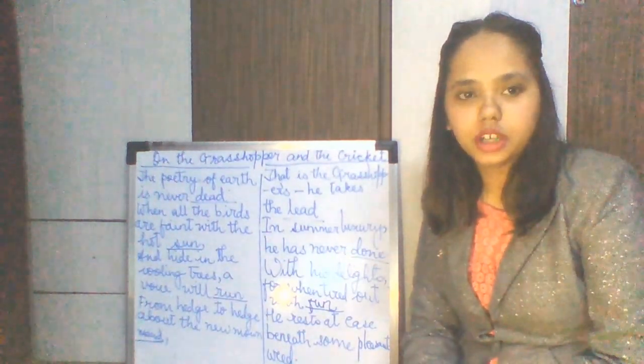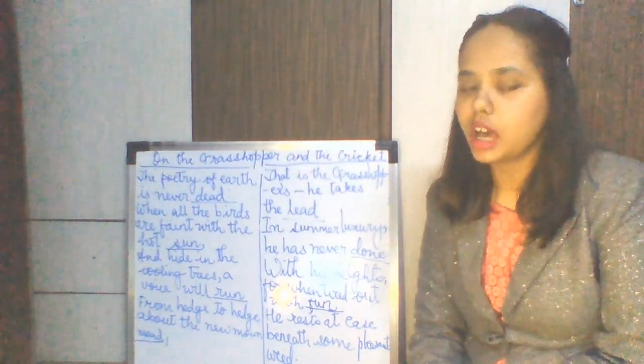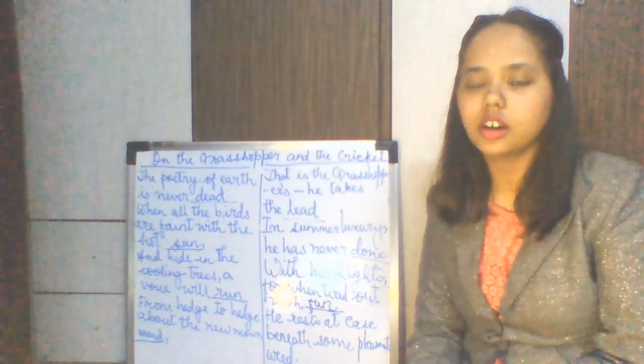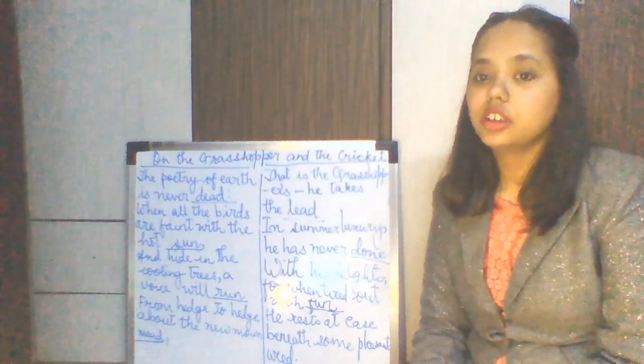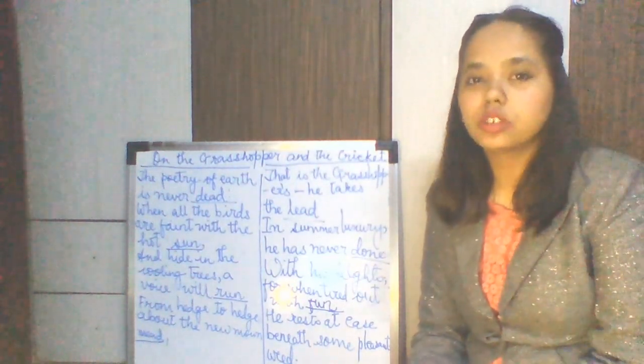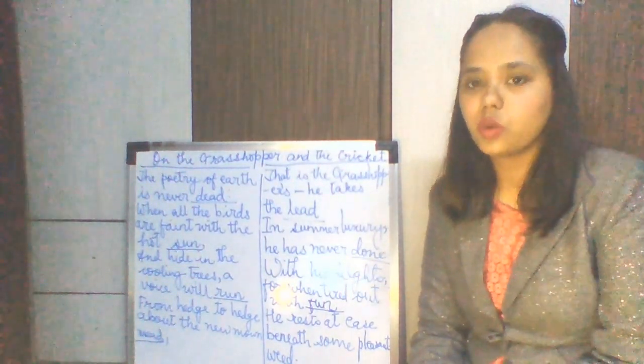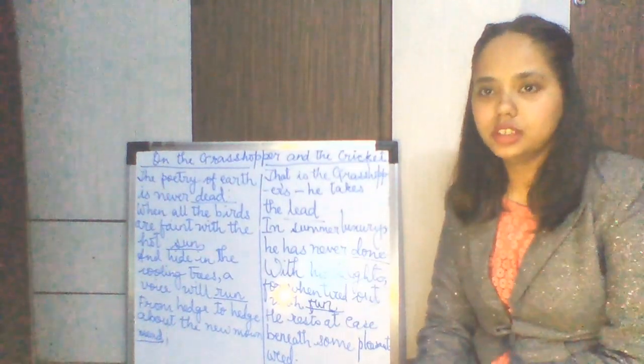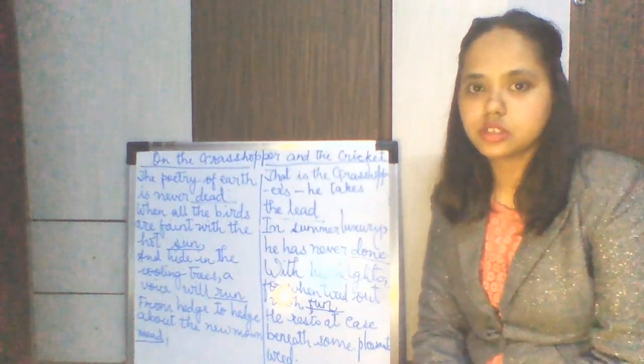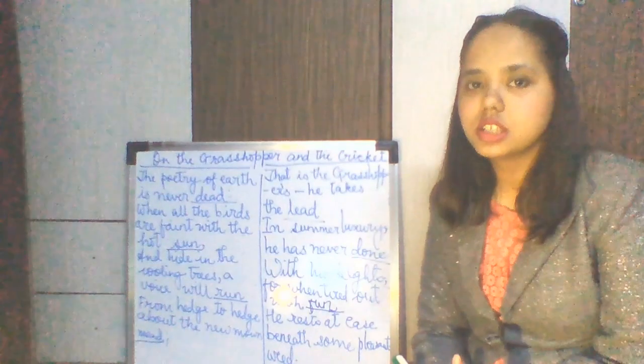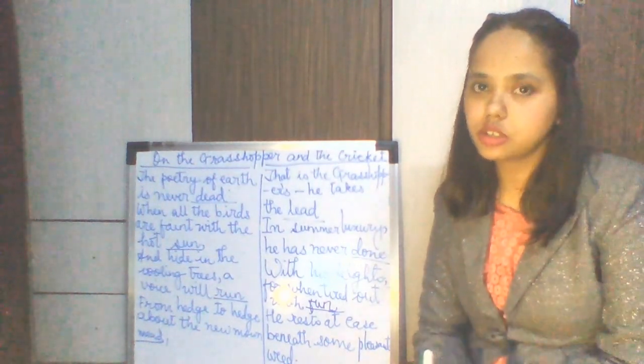Today we are going to learn in detail about this poem, the grasshopper and the cricket. And I know that you will be asking me about a detailed explanation, so I'm going to provide you with the rhyme scheme, with the Petrarchan sonnet, and how this whole poem is a sonnet.